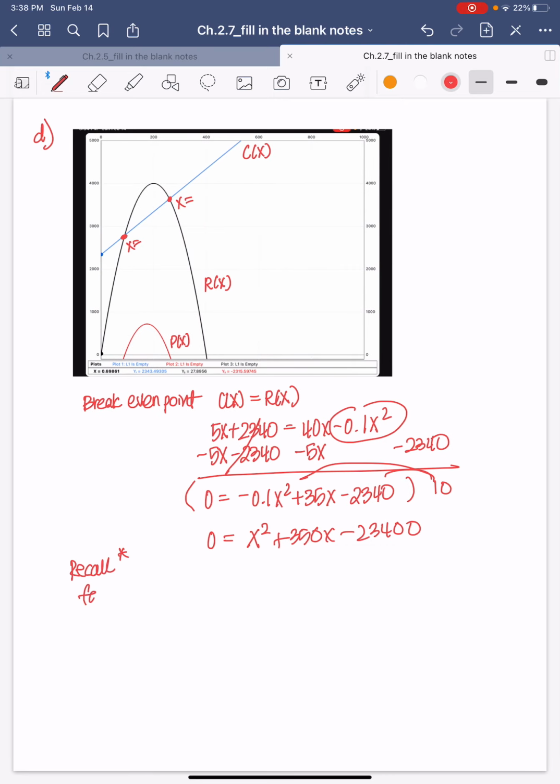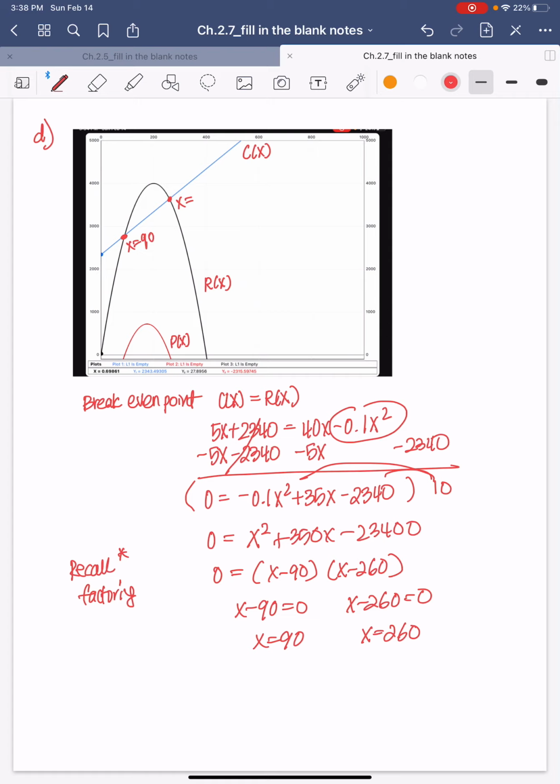Recall from algebra factoring. If you're still not sure about factoring polynomials, please review some algebra. But this factors as x minus 90 and then x minus 260. So using the zero product property, I do find the two places: when x equals 90 and when x equals 260. So this must be when x equals 90 and this must be when x equals 260.